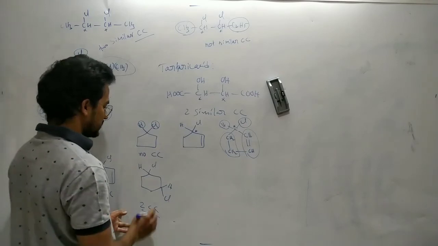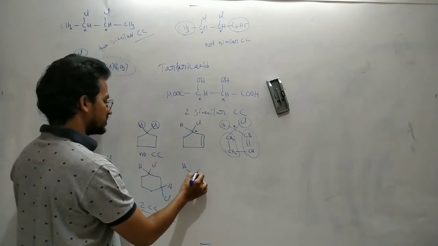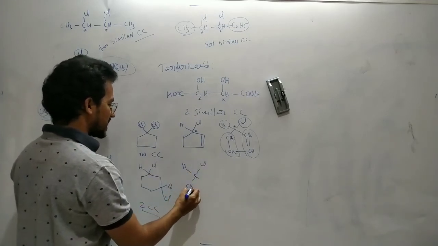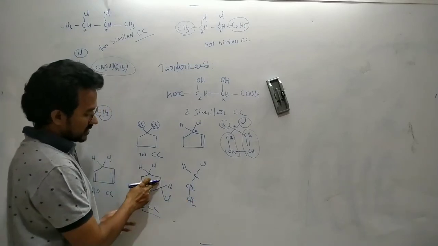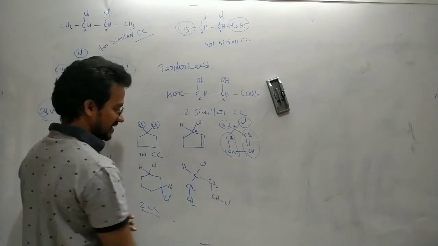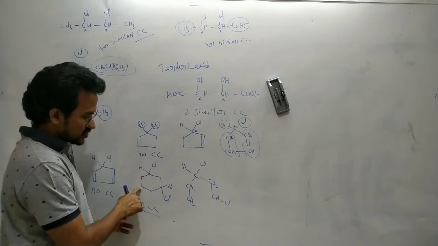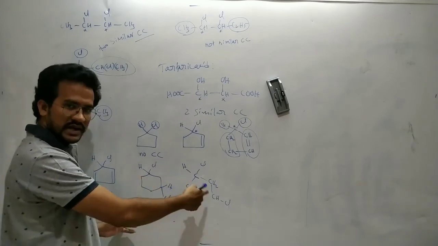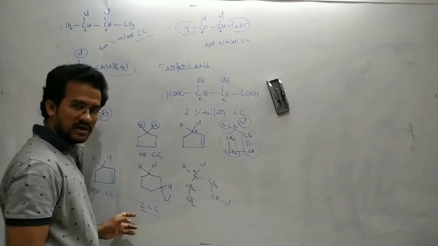Now you can see in this case, consider this carbon that is attached to hydrogen, chlorine, and on one side CH2, CH2. Here CH2, CH2. Now in this case, here CH2, CHCl. Here CH2, CHCl, CH2, CH2. That means on both sides different groups, so it is a chiral carbon.